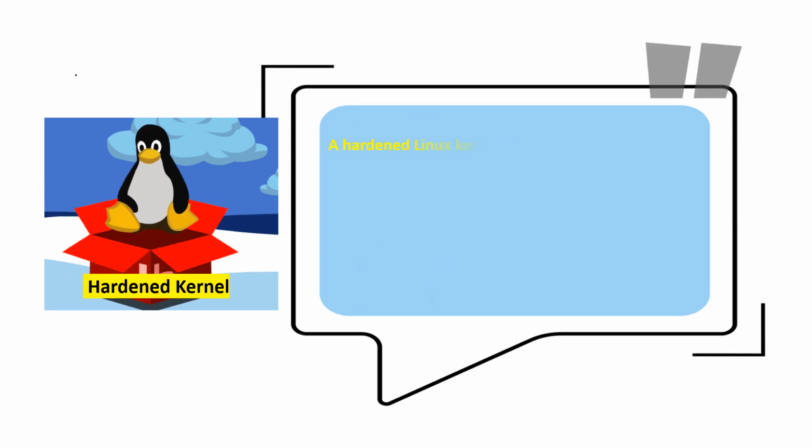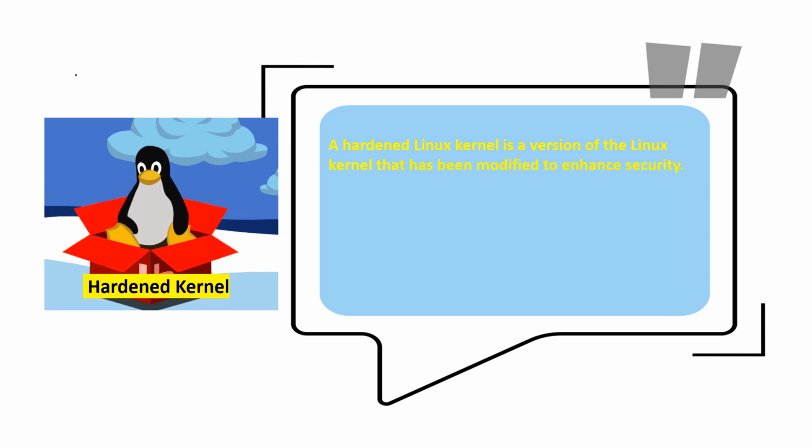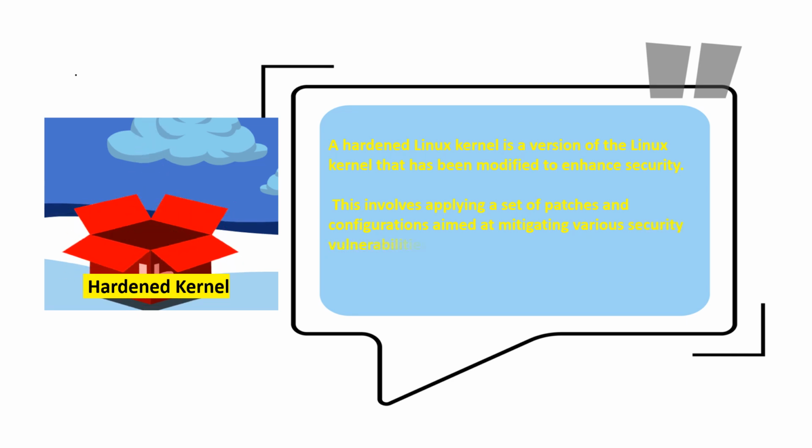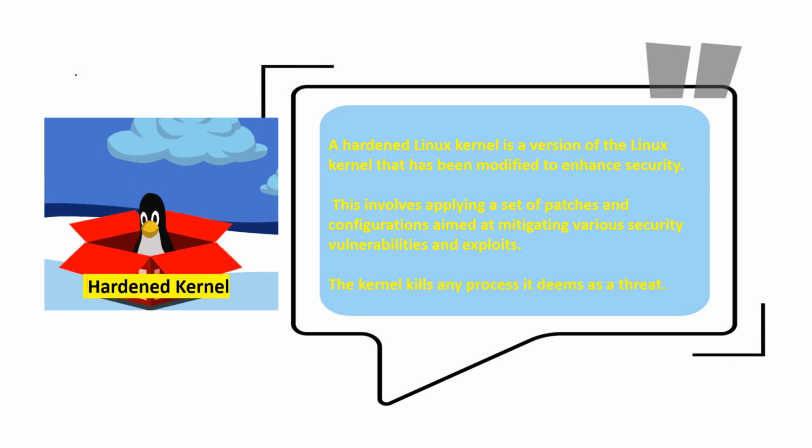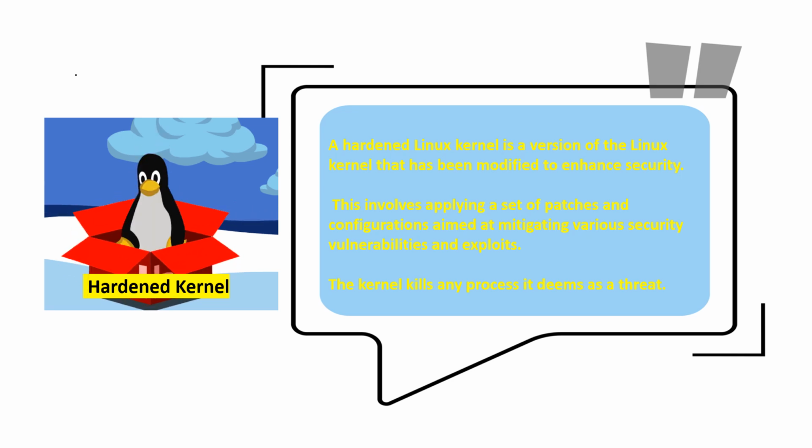The third type is the hardened kernel, and this is a version of the Linux kernel that has been modified to enhance security. So this is specifically meant for security. This involves applying a set of patches and configurations aimed at mitigating various security vulnerabilities and exploits. This kernel kills any process that it deems as a threat. So this is about the hardened Linux kernel, which is meant for security.